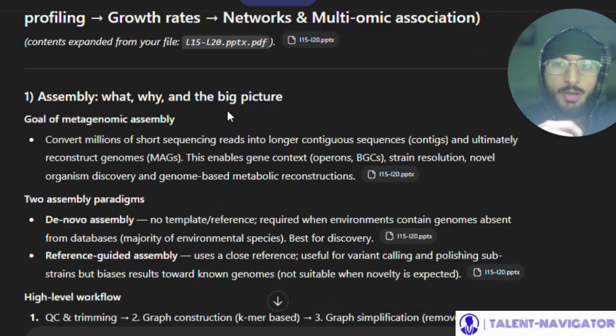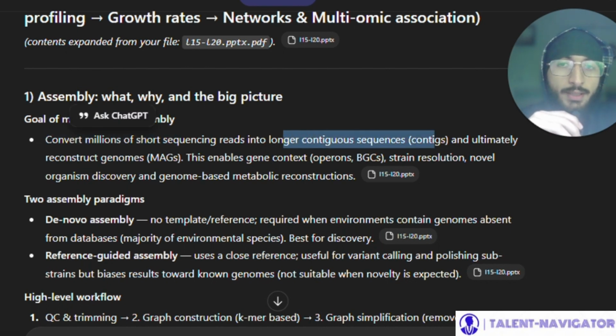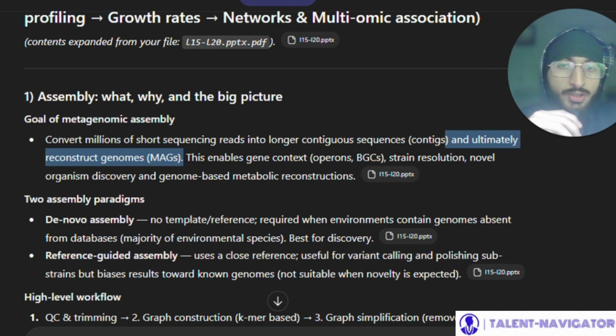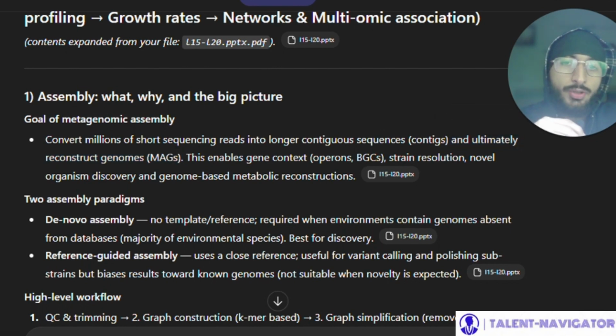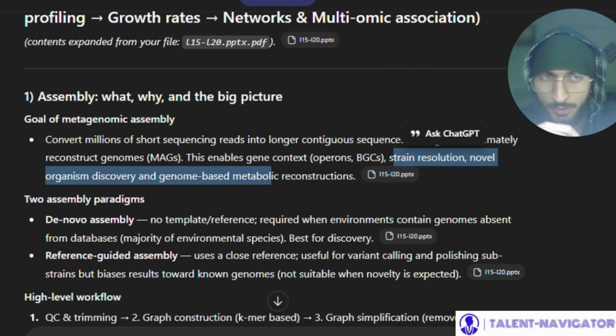Okay, so now talking about assembly: what, why, and the big picture. The goal of metagenomic assembly is to convert millions of short sequencing reads into longer contiguous sequences, contigs, right, and ultimately reconstruct genomes, that is MAGs, metagenome-assembled genomes. This enables gene context, strain resolution, novel organism discovery, and genome-based metabolic reconstructions.